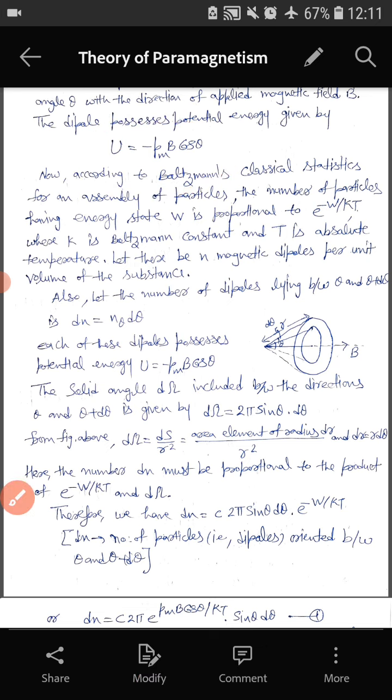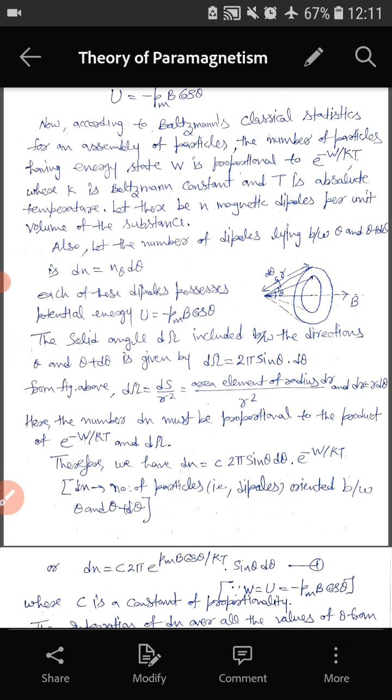Now according to Boltzmann's classical statistics, for an assembly of particles, the number of particles having energy state W is proportional to exponential minus W by kT, where k is the Boltzmann constant and T is the absolute temperature. Let there be n magnetic dipoles per unit volume of the substance. In a unit volume there are n magnetic dipoles.